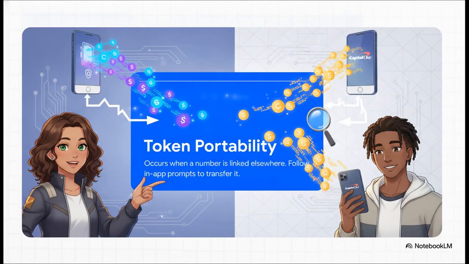In technical terms, the source materials call this a token portability conflict. But actually, scratch the technical jargon, it really doesn't matter. It is so easily resolved. The Capital One app will automatically display a prompt asking if you'd like to transfer that number over to them. All you gotta do is follow the on-screen prompts to authorize the transfer. It'll just seamlessly detach your number from the old bank and map it perfectly to your Capital One checking account.